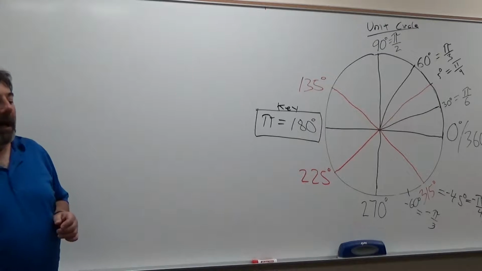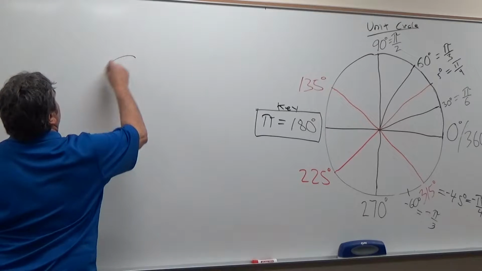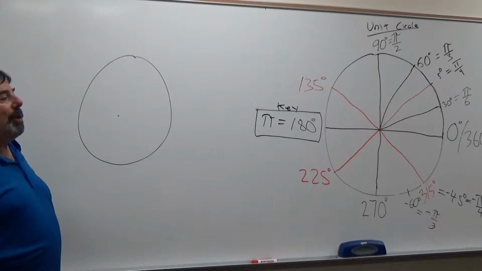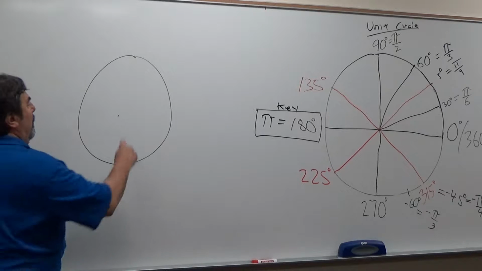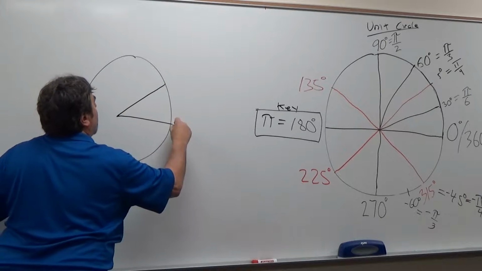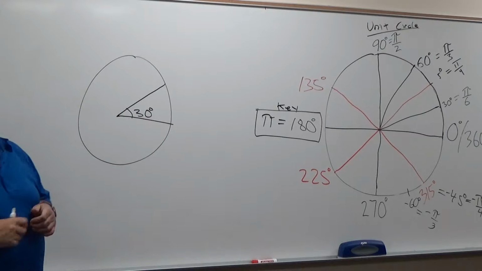Okay. All right. Our next topic is on arc length. If you have a circle right here, and let's say you have a central angle of 30 degrees, right there is a 30-degree angle. It's called a central angle.